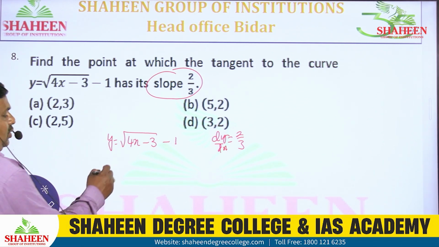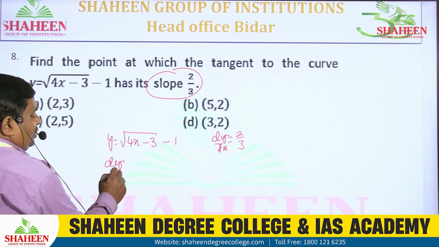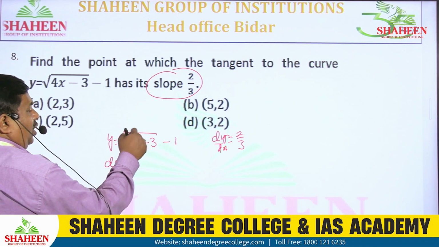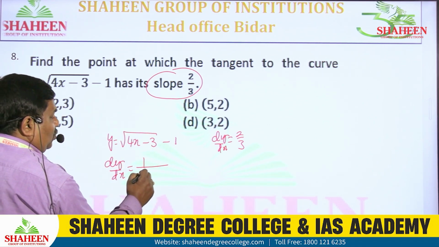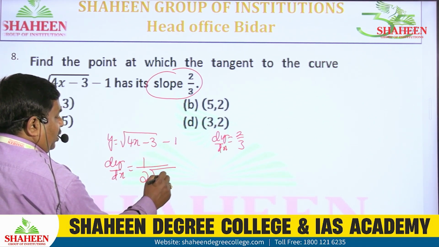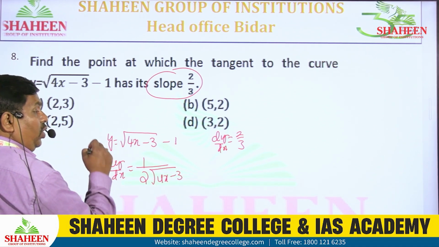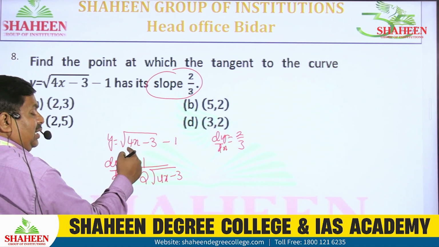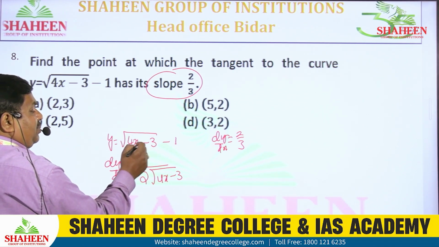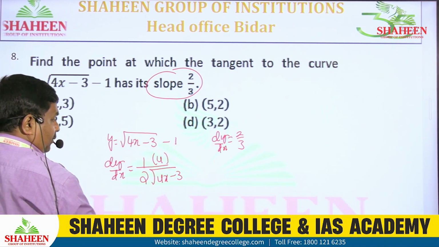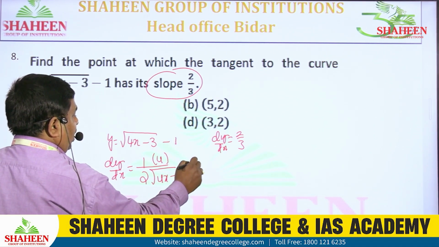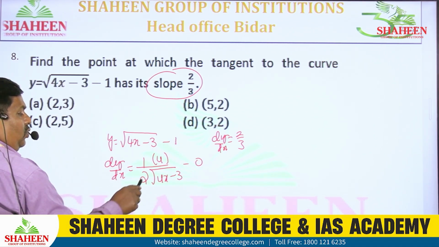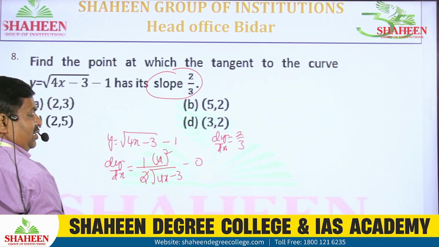So the derivative dy by dx is equal to 1 by 2 root 4x minus 3, which is the derivative of the square root. Inside the root we have 4x minus 3, and by the chain rule its derivative is 4. Minus 1 has derivative 0. 2 ones are 2, 2 twos are 4, so this cancels.